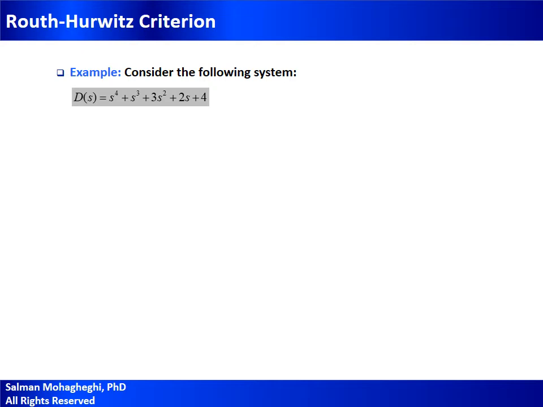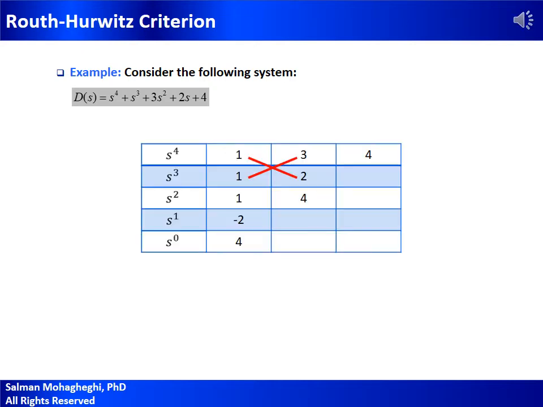Consider this system with a denominator of the transfer function S4 plus S3 plus 3S2 plus 2S plus 4. Let's form the Routh table. Obviously, the first two rows will be filled out using the coefficients. The first row would be A0, A2, and A4, which in this case are 1, 3, and 4. The second row would be A1 and A3, which in this case would be 1 and 2.